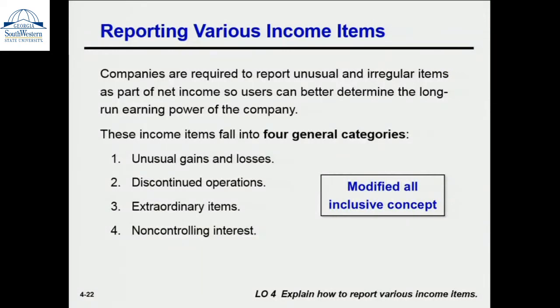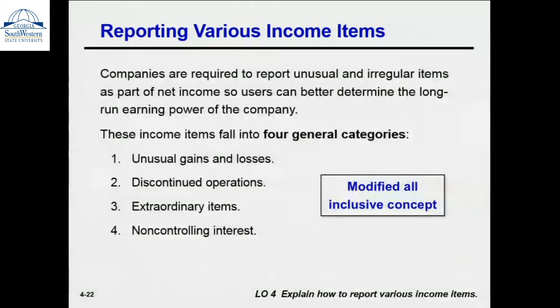So these are pretty much all things that are going to modify our normal income statement. The first one is unusual gains and losses. And then the next two, discontinued operations and extraordinary items, are a new section on the income statement. And the last one, the non-controlling interest, is also a new section on the income statement. So let's look at the income statement on page 178.